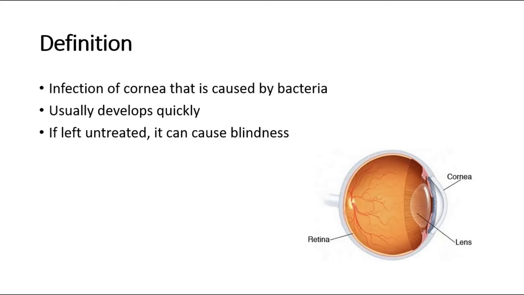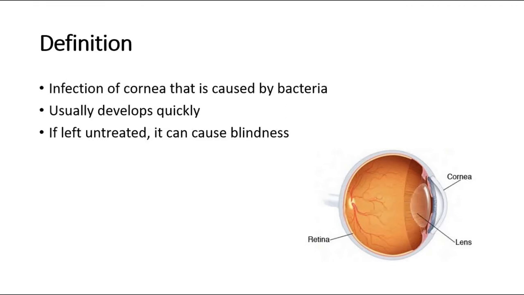Although infections may also be due to fungi, virus, mycobacteria, and protozoa, bacteria are the most common cause of infectious keratitis. It usually develops quickly, and if left untreated, it can cause blindness, so you can see how severe it is. Bacterial keratitis is also often referred to as a corneal ulcer.